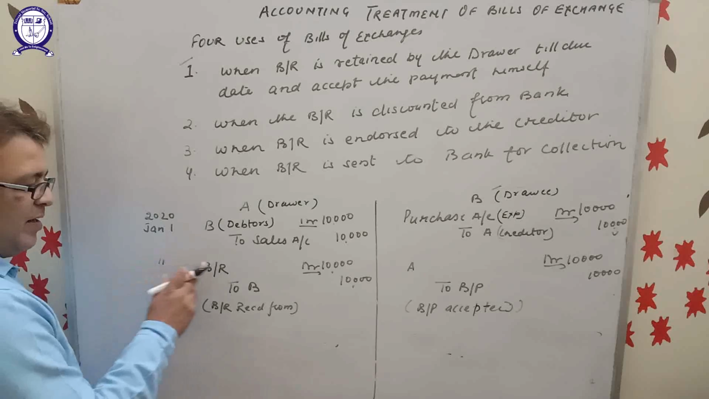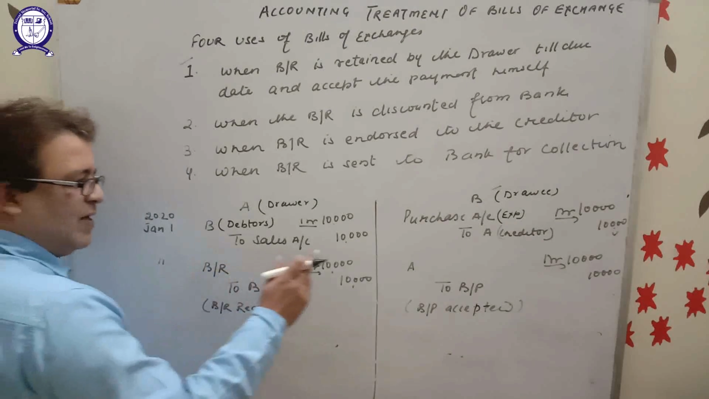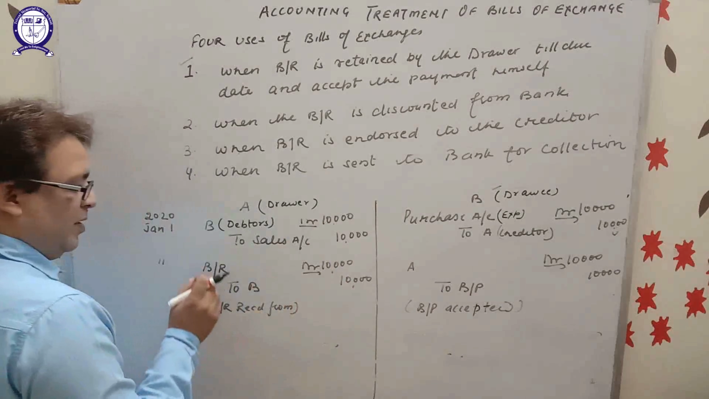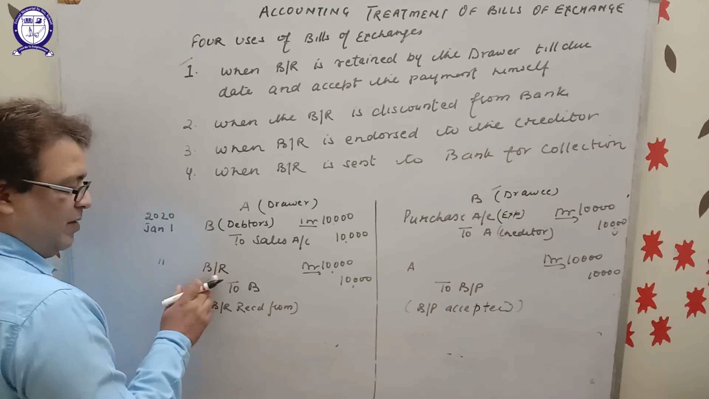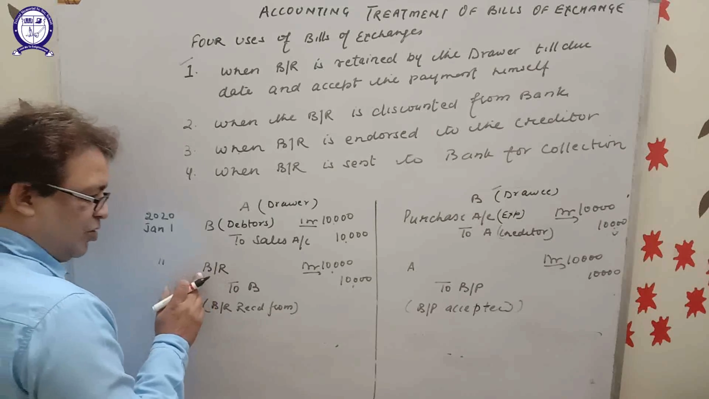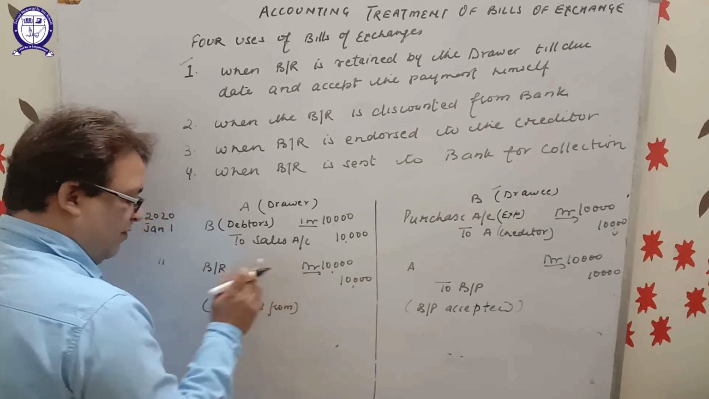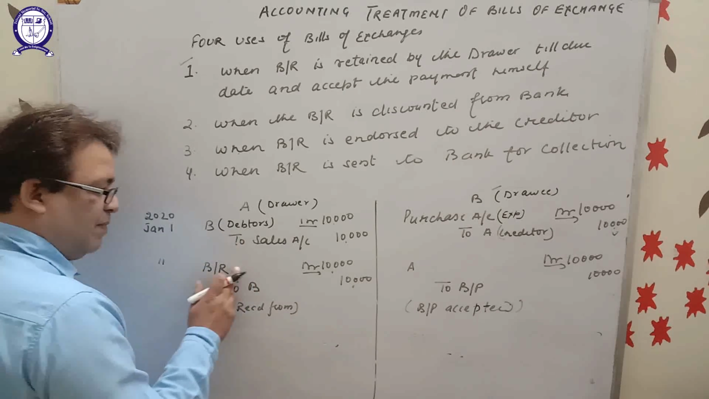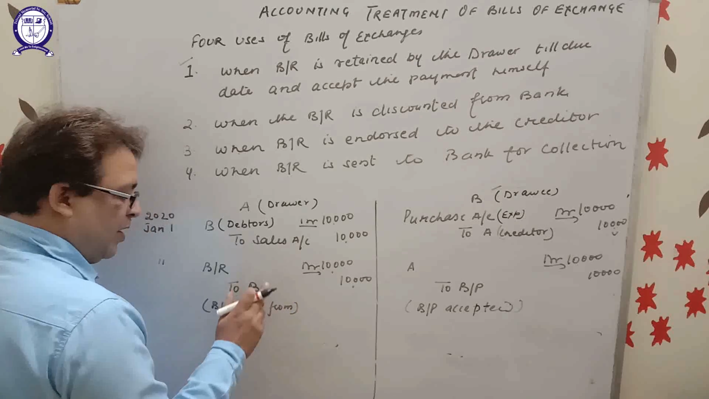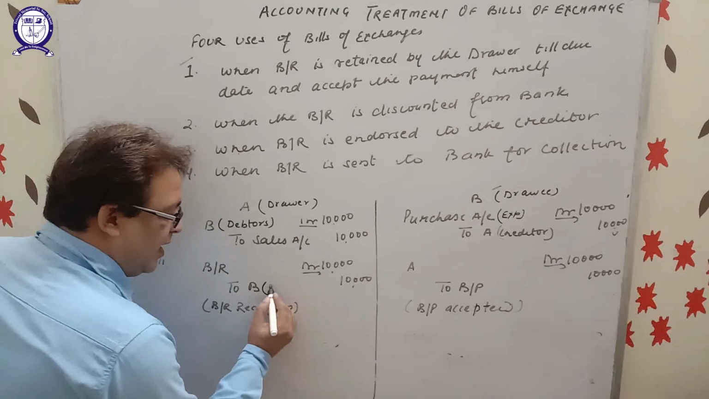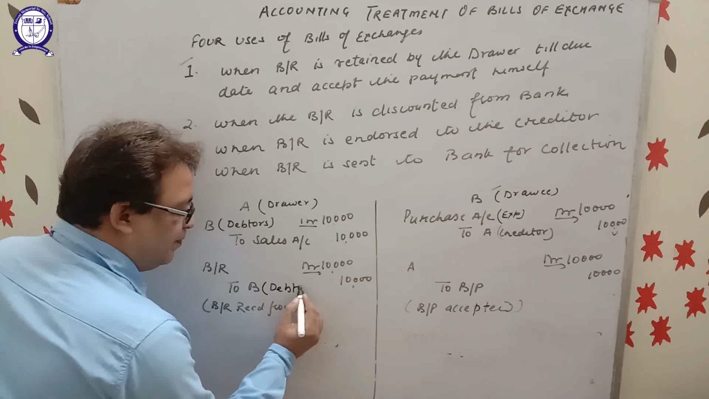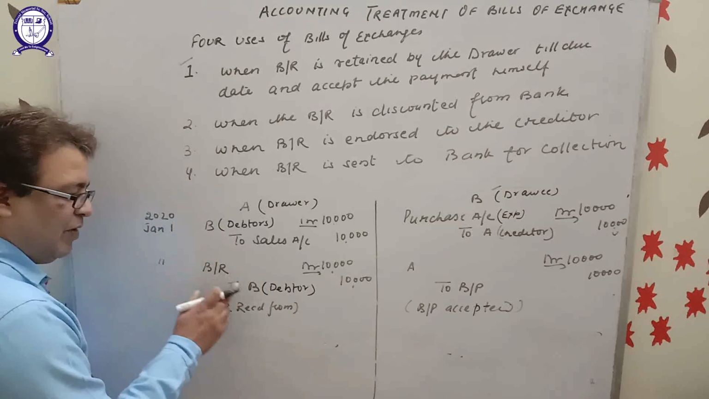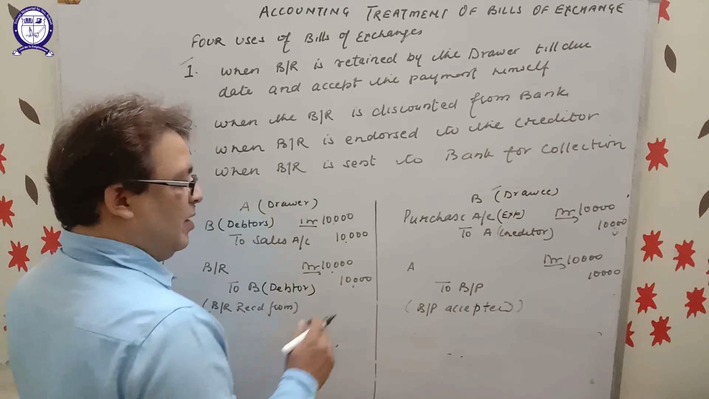On the same date, A drew a bill which was accepted by B. For A, it is bill receivable. Bill receivable is an asset. So bill receivable account debit. When we are receiving an asset, the asset is increasing. That's why bill receivable account debit to debtor. Here the name of the debtor is B. So bill receivable account debit to B.